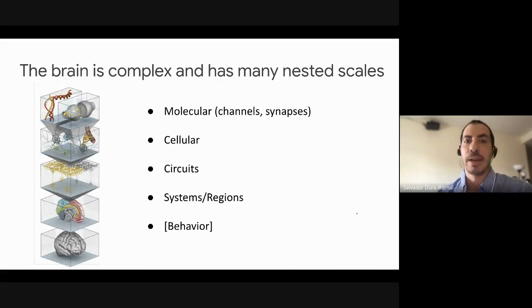And then you can group many of these circuits into different systems or regions, for example, the visual cortex and the motor cortex. And overall, the whole orchestration of the brain together at some point gives rise to behavior, which can also, in a way, be considered part of the brain, as the main function of the brain is to generate behavior.